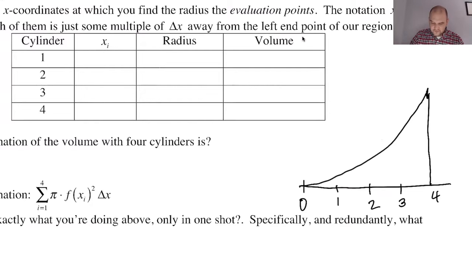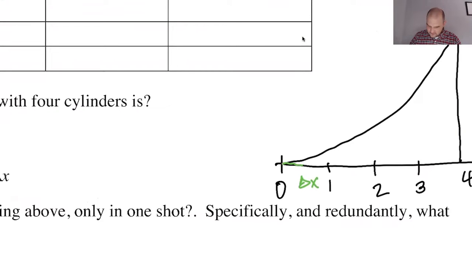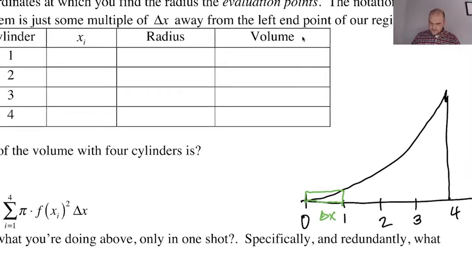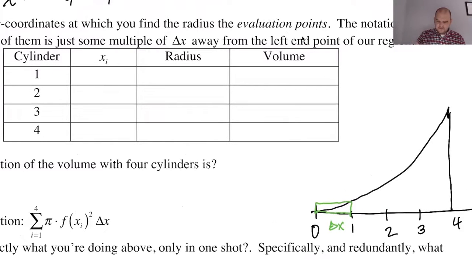The first one, you're going to start at 0 and move delta x, right? So this is delta x, and your first rectangle will be like this. Your first evaluation point, x sub 1, is going to be 1. At x equals 1, we're going to find the radius. The radius is going to be f of 1.